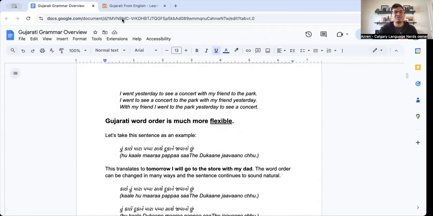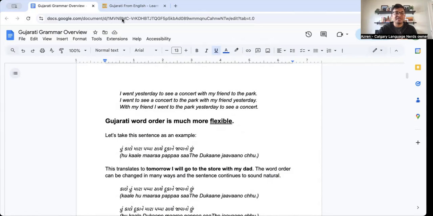I went to see a concert to the park with my friend yesterday. Again, a bit odd. With my friend, I went to the park yesterday to see a concert. It just sounds a bit strange. But Gujarati, that's not really how it works. Gujarati is a language that has a very flexible word order.